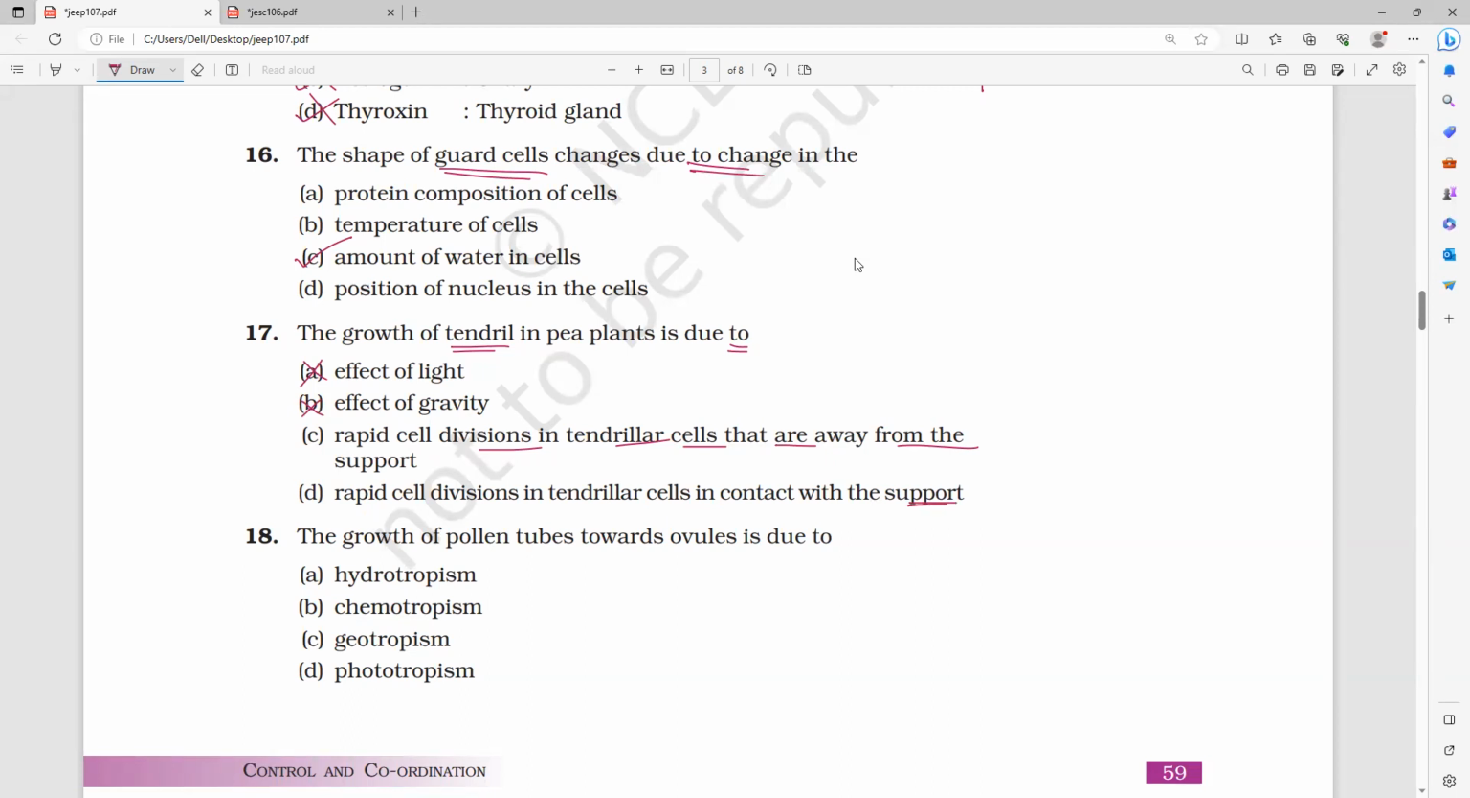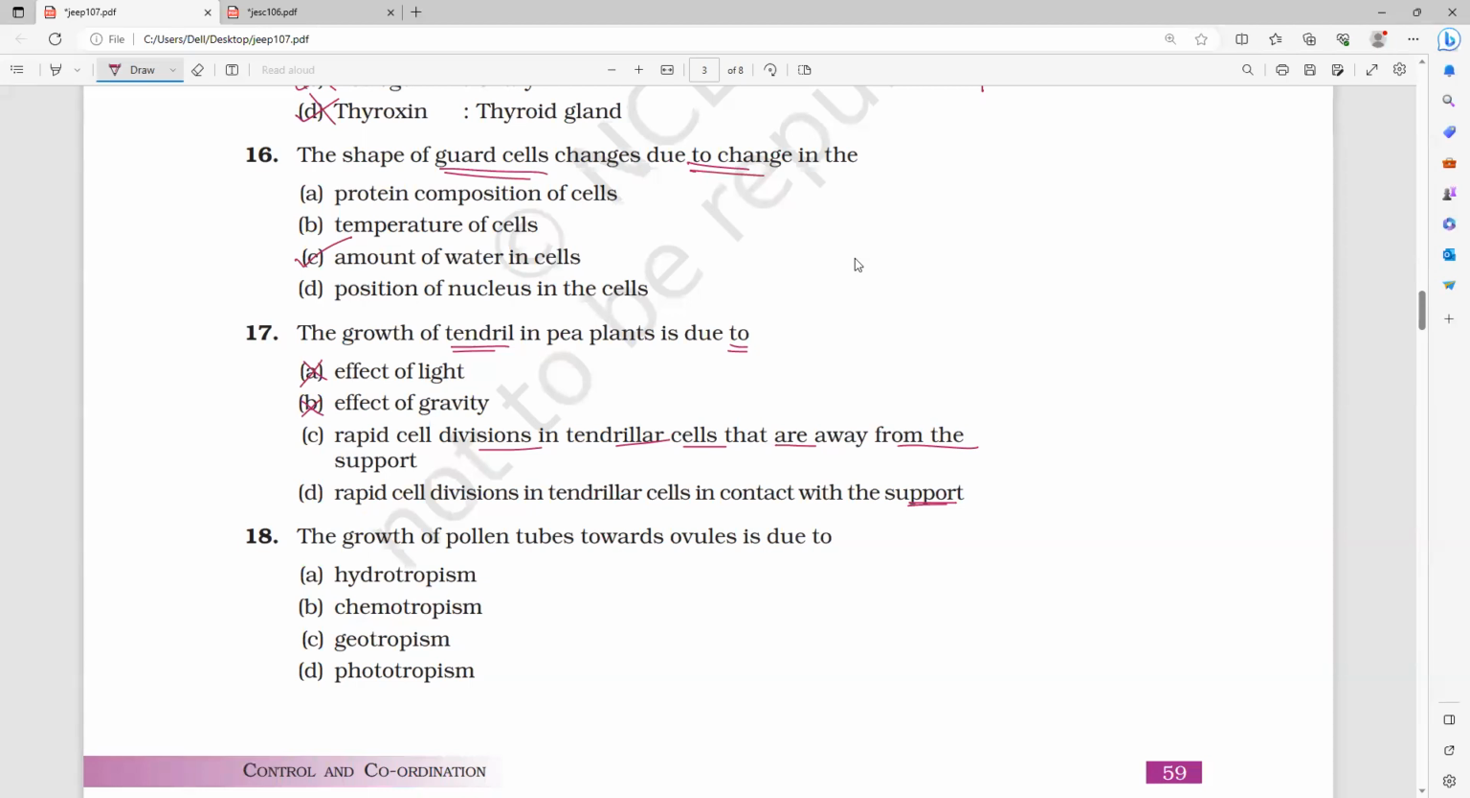Everybody? So tendrils of a plant always grow towards any support which they happen to touch. This shows positive thigmotropism. So the growth of tendril in pea plants is due to what? What is the use of growth of tendrils in pea plants? Yes, to get support. To get the support. So that is it.